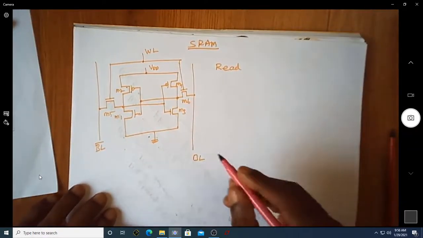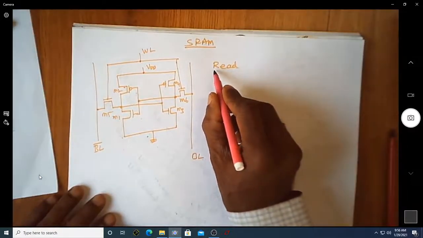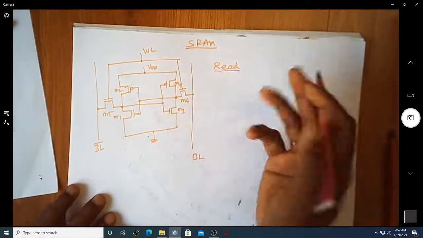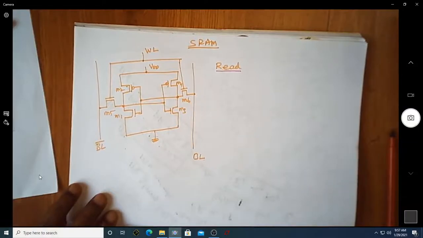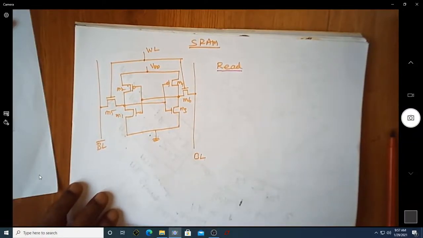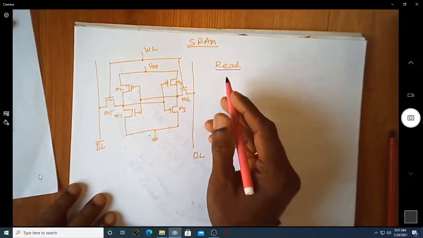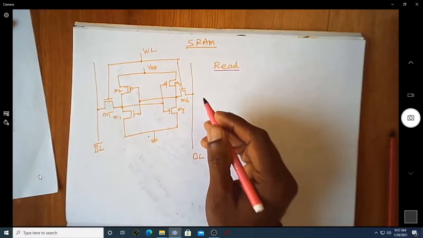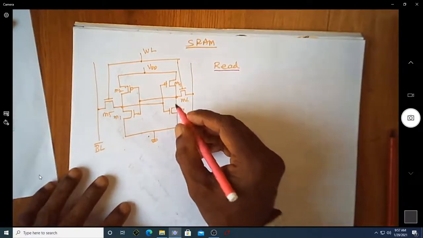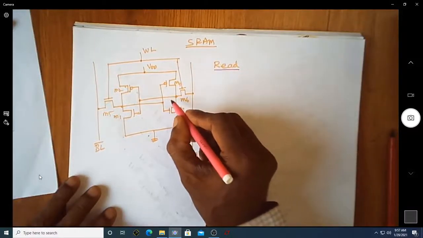Let us try to recap how we do the read operation and how we do the write, and what are the issues involved with the dimensions of the different MOSFETs. To understand the read operation, let us first assume that a particular value has already been stored in this memory location.